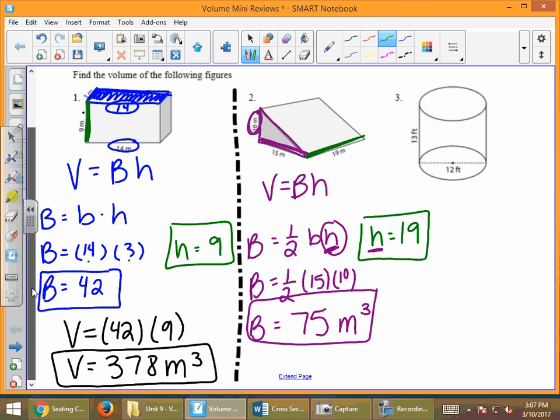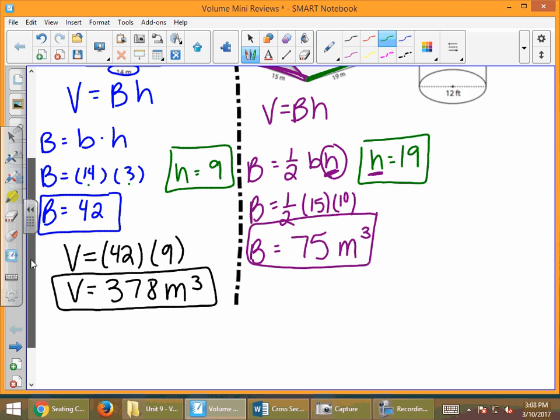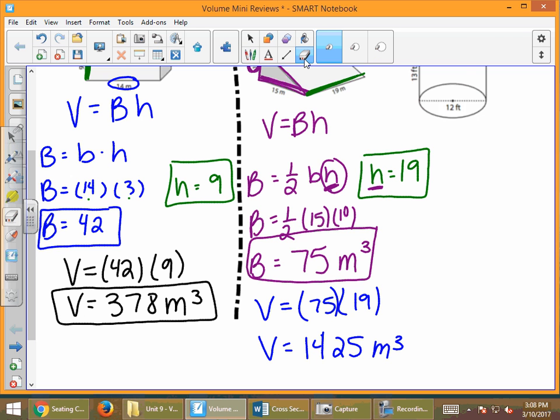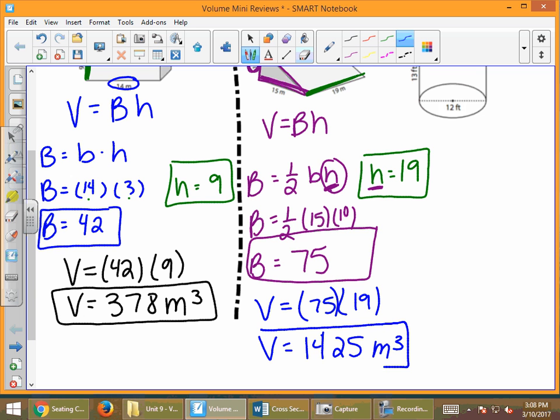We have our two pieces. Plug it into the formula. 75 times 19. Can we do 75 times 19? Nope. We get 1,425. This is meters cubed. That other one, I don't know what I was thinking. That would be area, so that would be meters squared. But we're really not concerned about labeling that part. Sorry about that. So there is the volume of that prism.